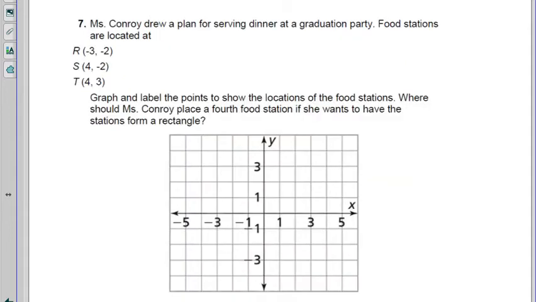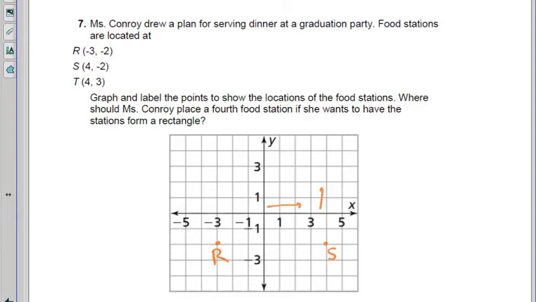All right, for the next one, they give us 3 points for food stations at a graduation, I guess, and they want to have a 4th station, and we want to make a rectangle. So let's plot those points first. So R is a -3, -2. So -3, -2, right here. Over -3, down -2. All right, the second point, S, is at a +4, -2. So +4, -2, right here. There's point S. Point T is a +4 and a +3.